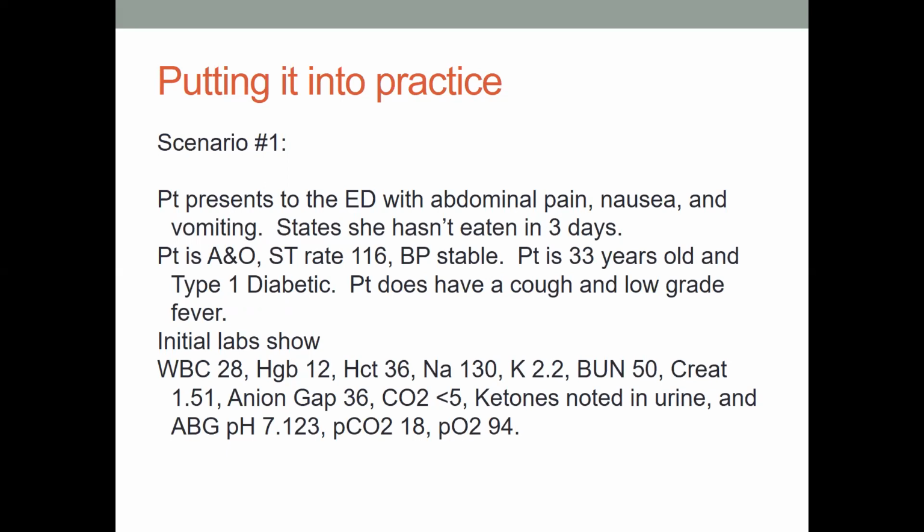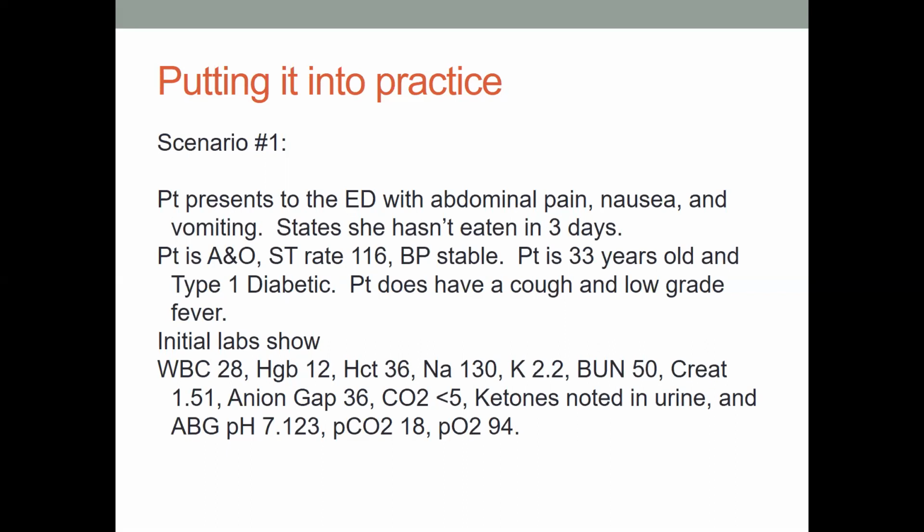Her initial labs are as follows. Her white blood cell count is 28, hemoglobin 12, hematocrit 36, sodium 130, potassium 2.2, BUN 50, creatinine 1.51, the anion gap is 36, her CO2 is less than 5, ketones noted in the urine, and the arterial blood gas shows a pH of 7.123, a CO2 of 18, and an O2 of 94.